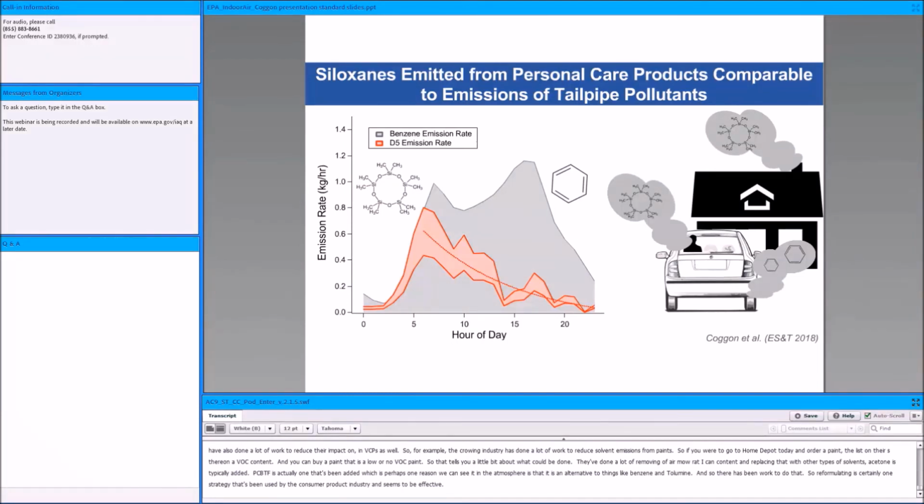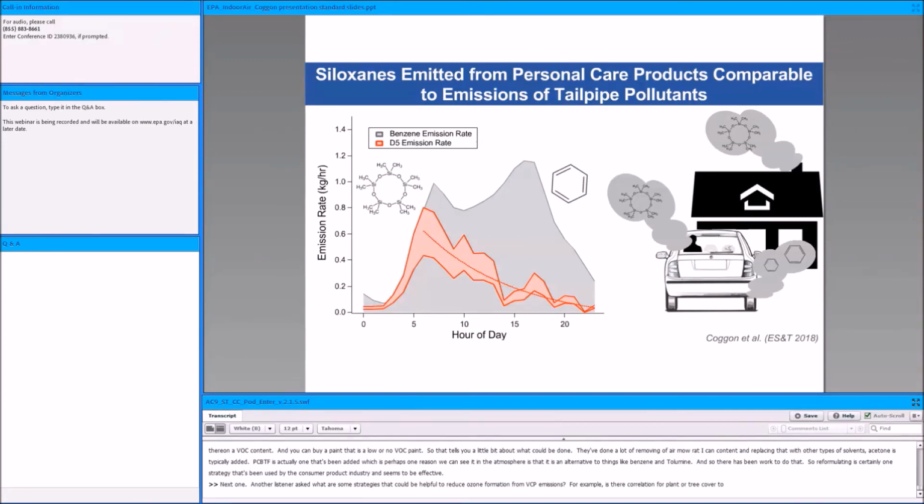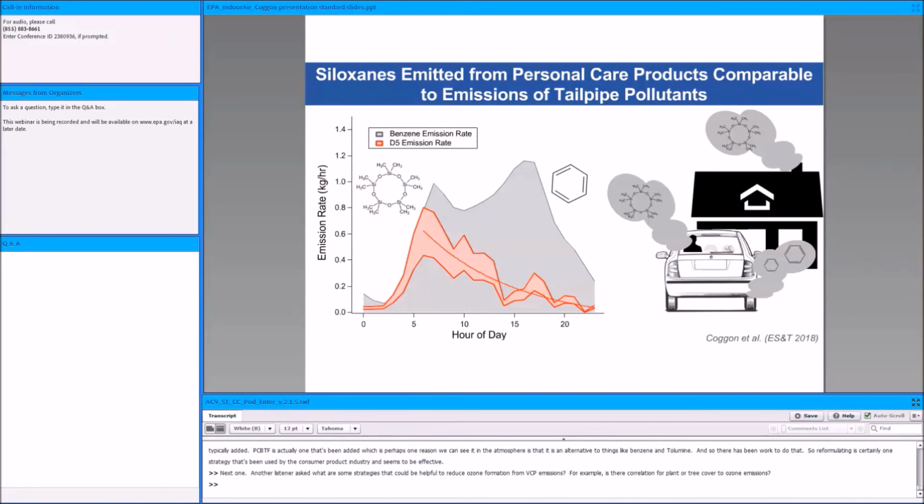Excellent. Another listener asked, what are some strategies that could be helpful to reduce ozone formation from VCP emissions? For example, is there a correlation for plant or tree cover to ozone emissions? So I think that's a good one. That's a complicated one. There's lots of layers to that.